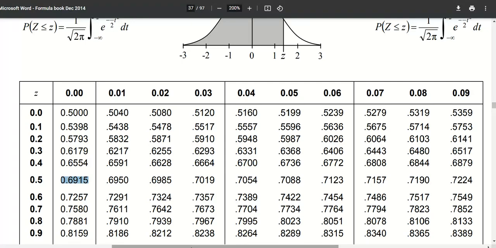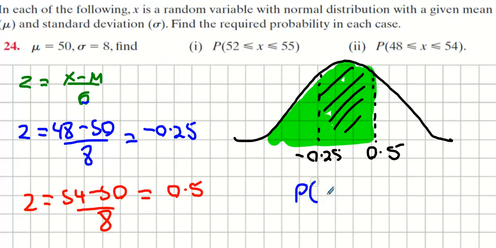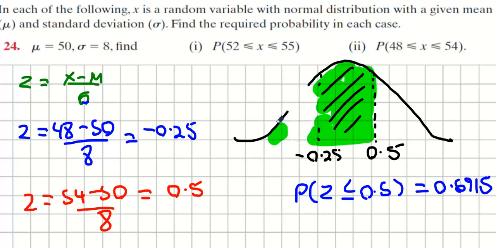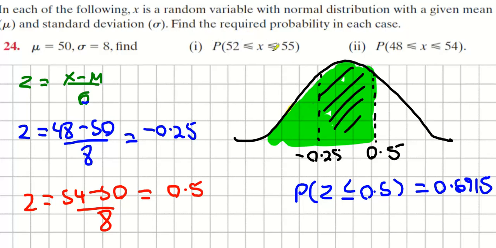0.6915? For your examiner, you might want to tell them what you're doing. So you might say, look, I'm currently doing a Z score less than or equal to 0.5. I got 0.6915, wasn't it? Okay. Now that I'm done with that, I'd really love to know, out of that green region I just had a second ago, it'd be really great if I could figure out what this part is. See that part there I'm just shading in here? If I could take away that part, then I'd be left with the region I'm looking for. Would you agree with that?